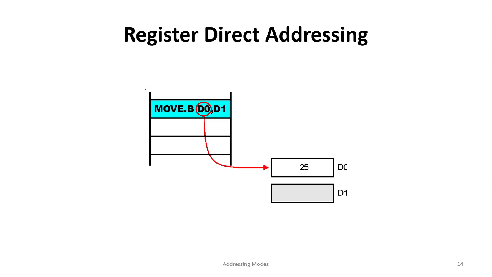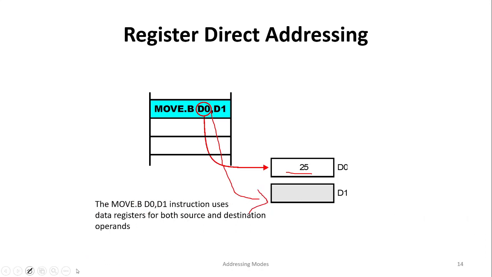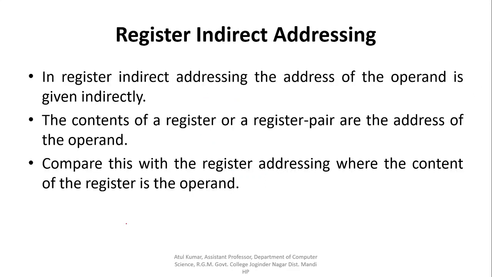So this is the representation of register direct addressing. MOVE.B D0, D1, where D0 and D1 are the data registers. So D0 is this data register and D1 is this data register. Here the MOVE instruction uses the data register for both source and destination operand, and the source operand here is the data register D0, and the instruction indicates the data register.